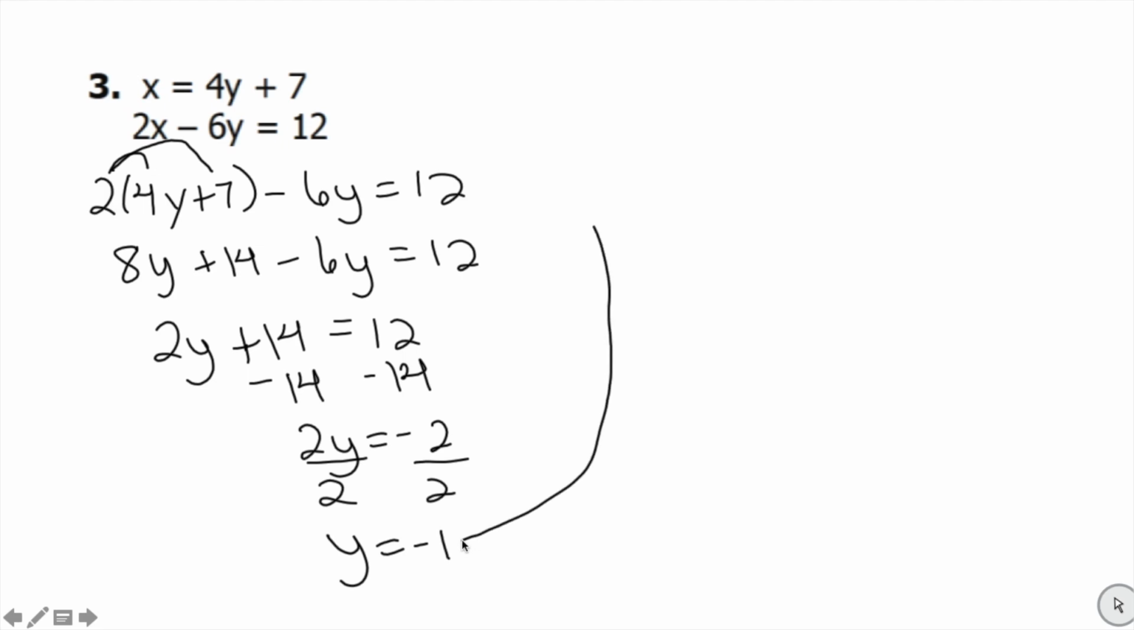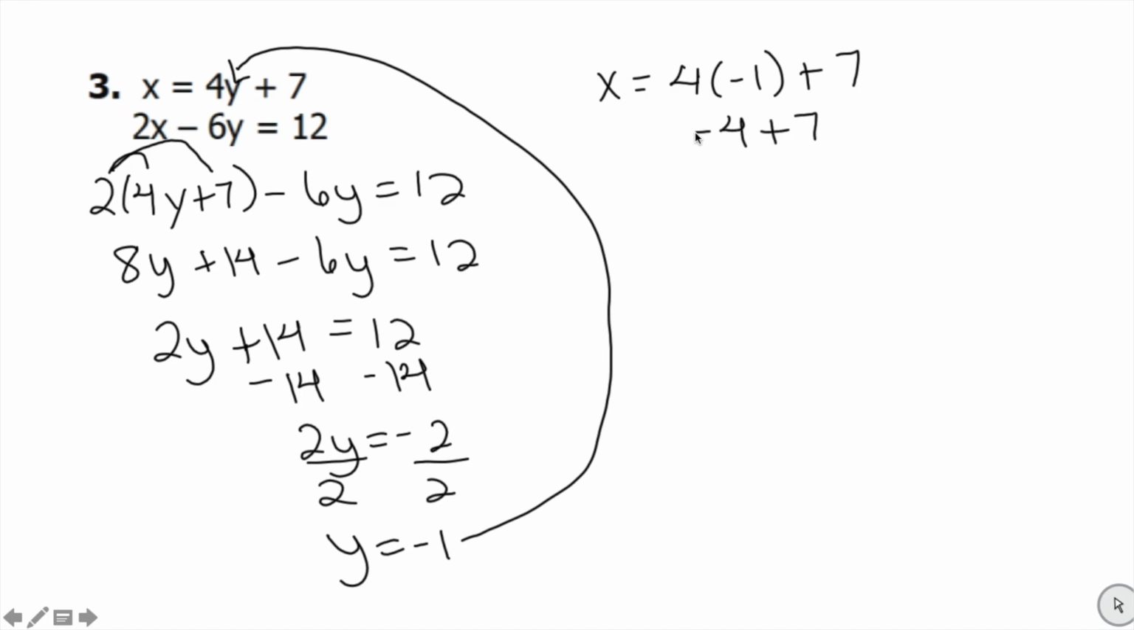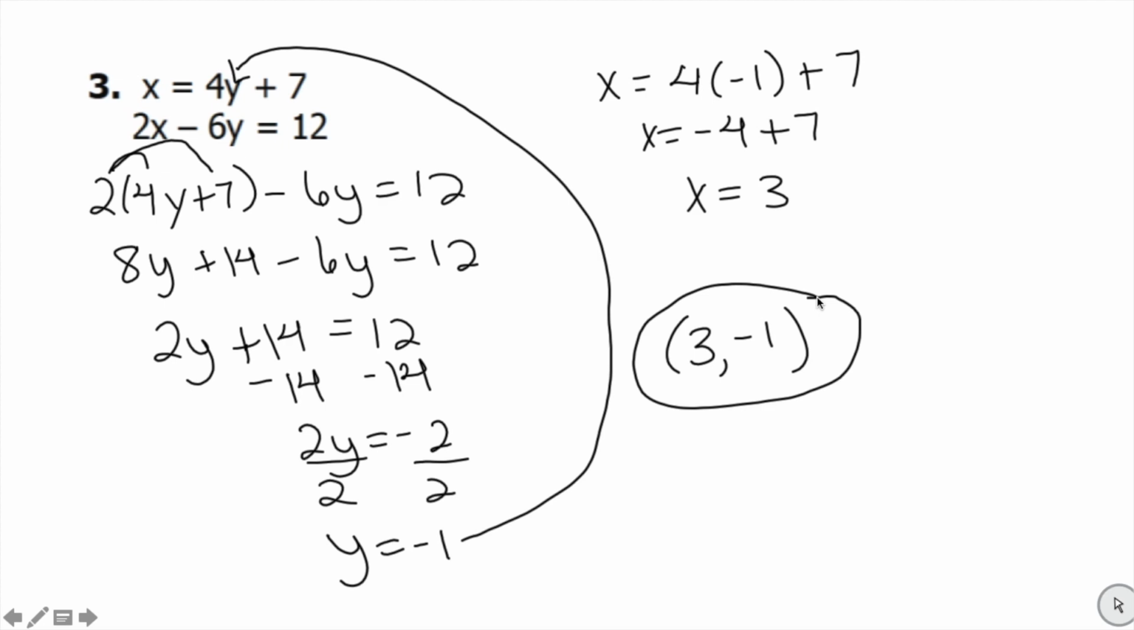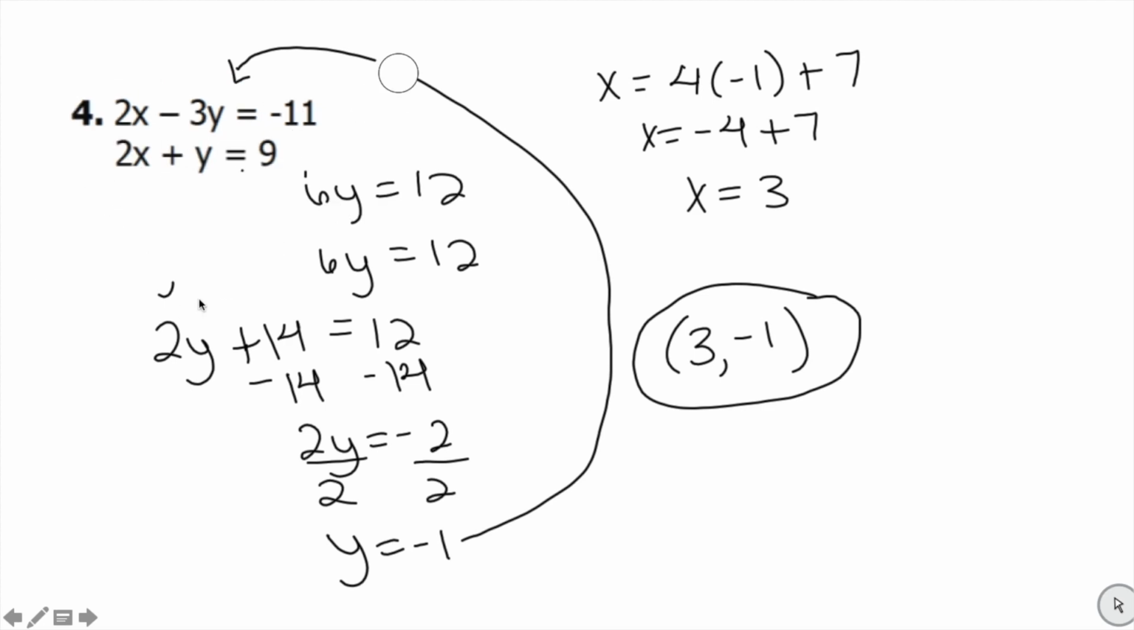Take this back up into here, plug in -1 where y is. So we have x equals 4 times -1 plus 7, which is -4 plus 7. -4 plus 7 is 3. So we write down 3 first because that's what x is, and then y comes second, which is -1. And that's your solution. And the next one.